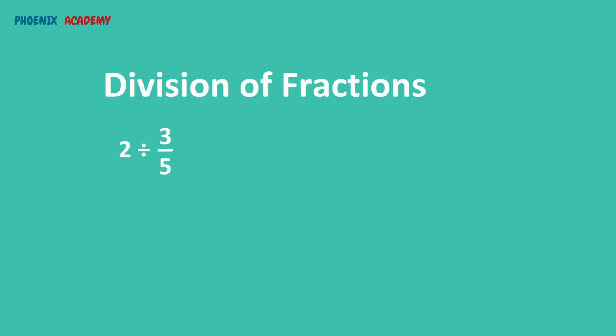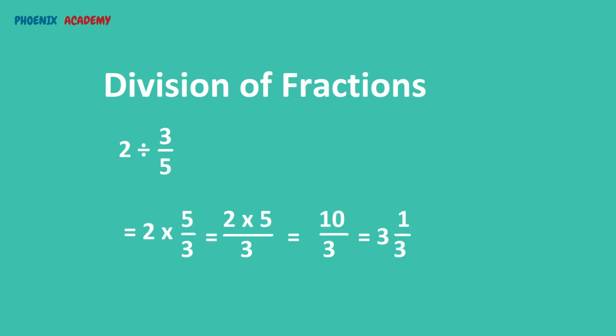To divide a whole number by a fraction also, we will do the same approach. Here the divisor is 3 by 5. So we will multiply 2 with the multiplicative inverse of 3 by 5. That is 2 into 5 by 3, that is 10 by 3. 10 by 3 can be written as 3 and 1 by 3.